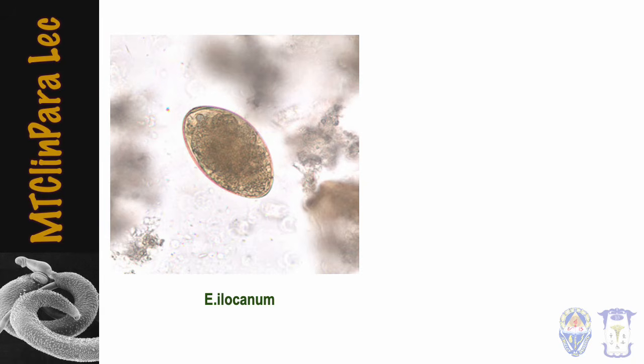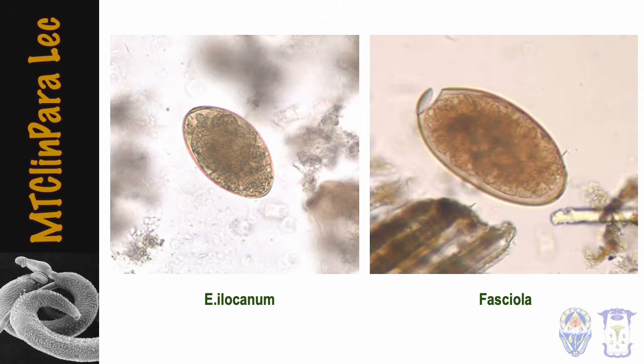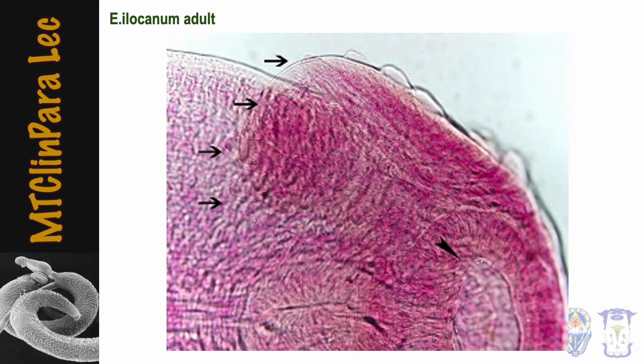So let me show you. Here is an example picture of E. ilocanum and Fasciola. As you can see, there is no difference between the two, so these are not used for differentiating the other trematodes. Here is the circumoral disc, which is located at the anterior portion of your Echinostoma ilocanum adult. As you can see, the presence of hooks is evident surrounding the disc at the anterior portion of your parasite.